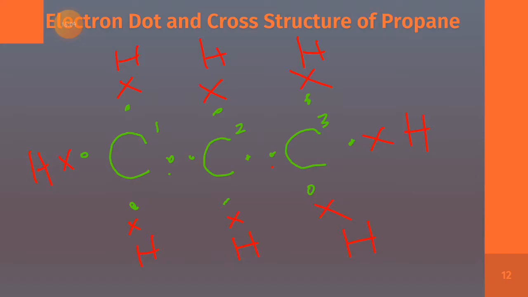So this is how the electron dot and cross structure for alkanes is represented or drawn. You have to practice drawing this electron dot and cross structure for the higher alkanes.